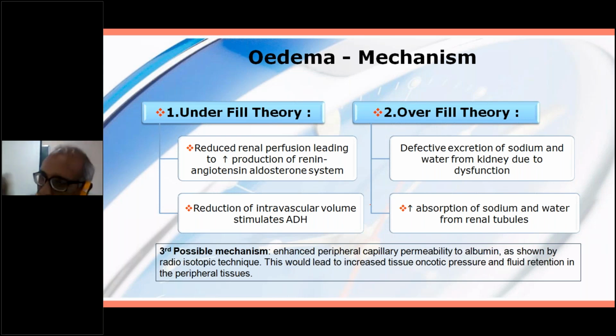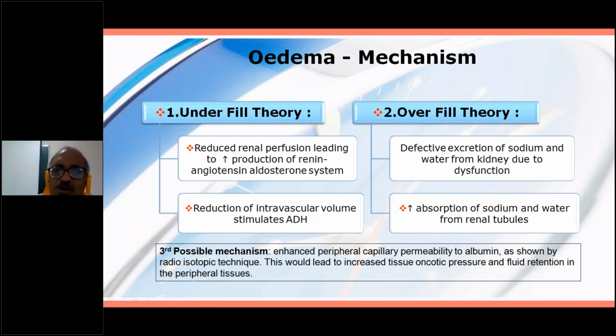The primary mechanism here is the reduced renal perfusion. They thought it is like this. The overfill theory explains it in a different way. The primary problem is defective excretion of sodium and water from the body, so water is retained. That is, the preload is increased. Absorption of sodium and water from the renal tubules, and more water is absorbed actively because of this problem. So that is the originating factor. The final cause nobody knows actually. Maybe it is a combination of both. So these are the basics of underfill theory and overfill theory.